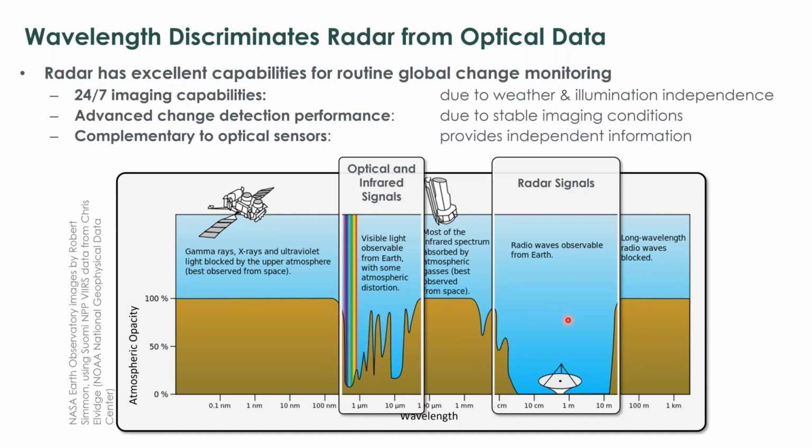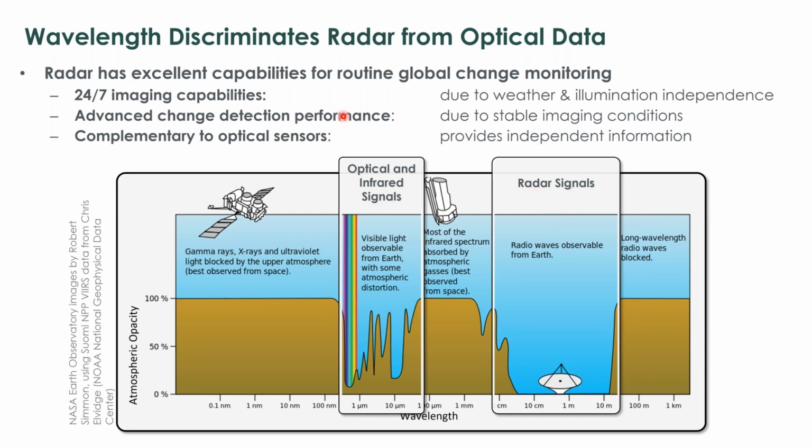One of the differences between those two spectra is that the atmosphere is very transparent in the microwave window, which allows weather-independent observations of planet Earth. For flooding, that's particularly important. Flooding often happens during cloudy conditions when rainfall is happening, and having a weather-independent and cloud-penetrating observation platform for observing the impacts of severe weather is very useful, and radar provides that capability.